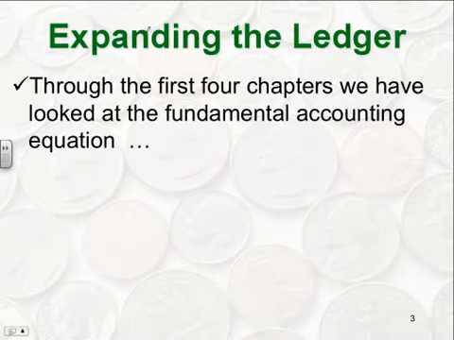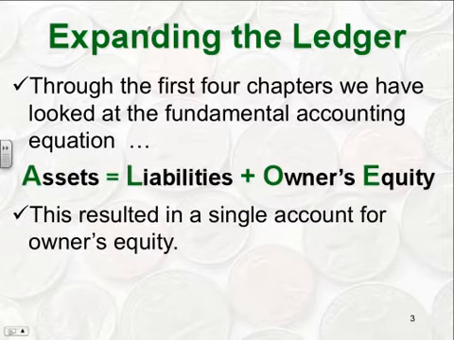Through the first 4 chapters in this course, we have looked at the fundamental accounting equation, and you all know this by now: assets equals liabilities plus owner's equity. This resulted in a single account for owner's equity. We've been using capital for everything, but that does not make sense.